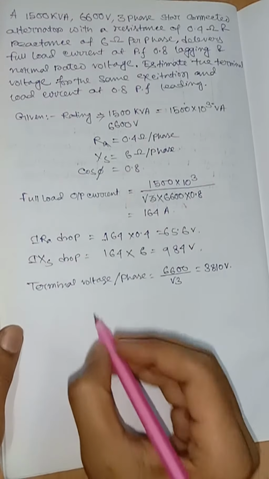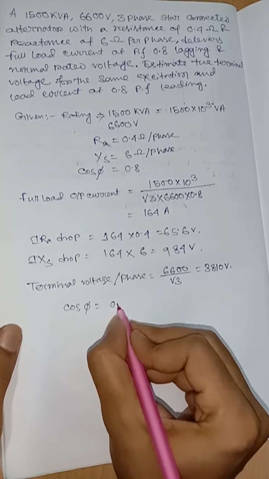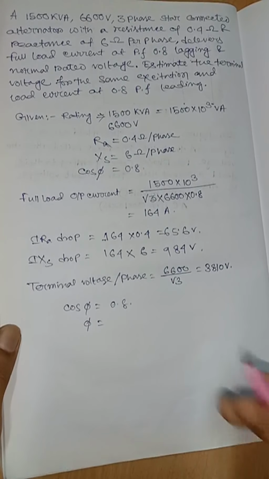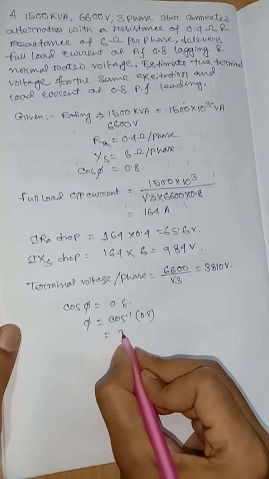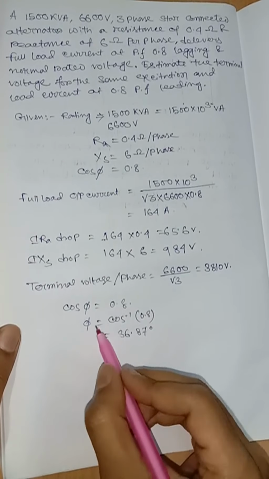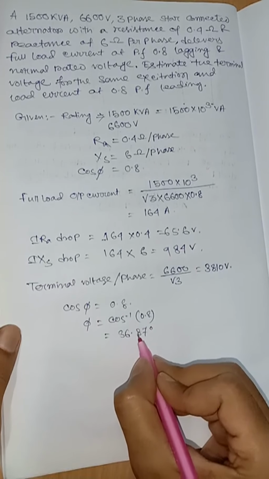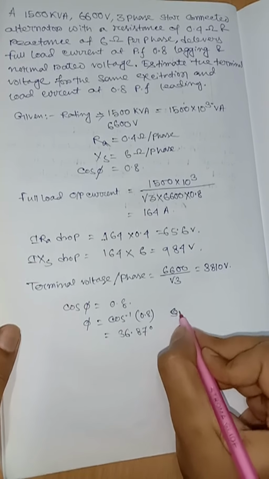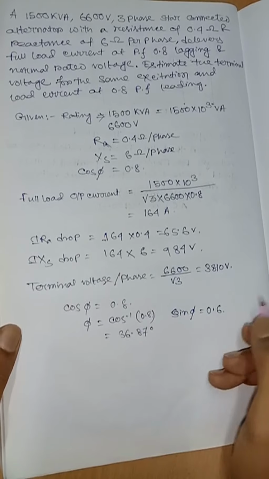We know that cos phi is equal to 0.8, so the value of phi will be cos inverse 0.8, and the value will be 36.87 degrees, and sin phi is 0.6.